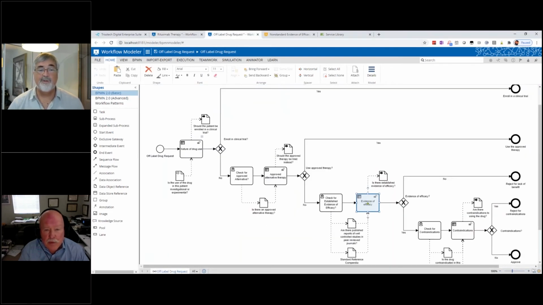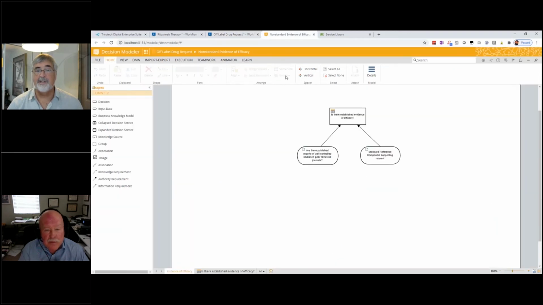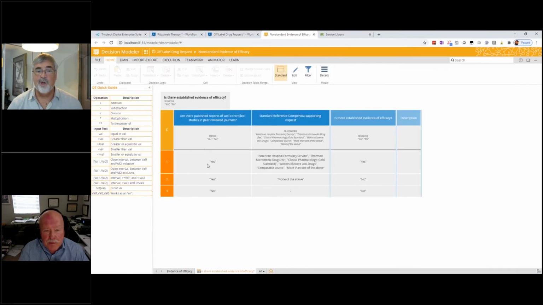When we move on to the off-label, again, the same way, we have the sequence, and here's the DMN model of the decision. Again, a very simple decision table where if there is published evidence, we make sure that they're within this list, and if they're not within this list, then we'll refuse the evidence.